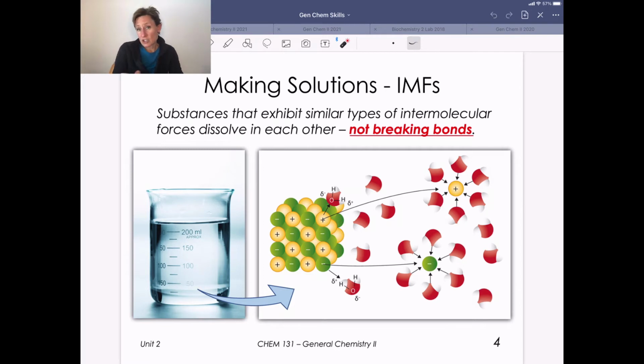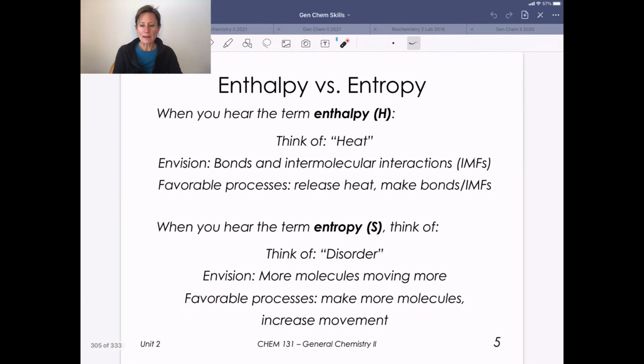So we can think about this just from the simple intermolecular force standpoint, but we can also explain it with energetics. So I need to make sure to do a little review here to make sure that some terms that were introduced in Gen Chem 1 are still up here. We want to talk about enthalpy and entropy. All right, enthalpy has the letter H. Here's what I want you to think about when you hear enthalpy. Think about heat. I want you to envision bonds and intermolecular forces, and things that are favorable, things that have favorable enthalpy, release heat, or make bonds and intermolecular forces.